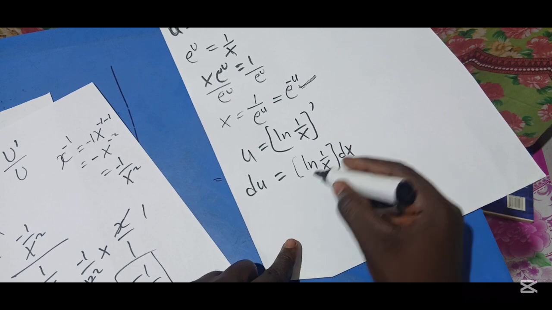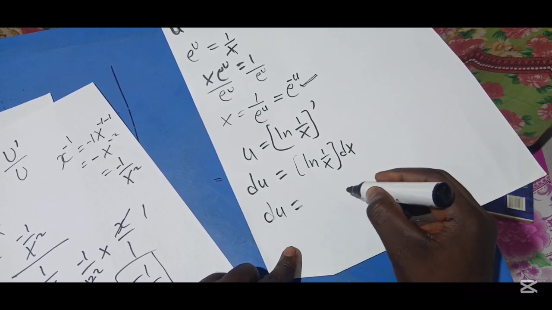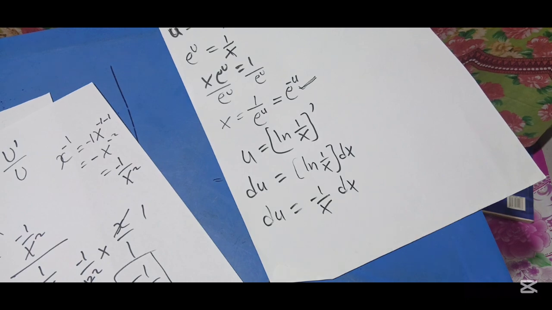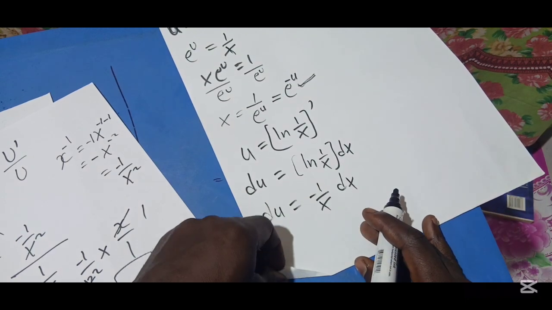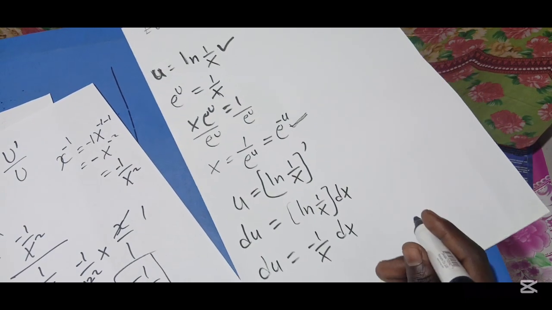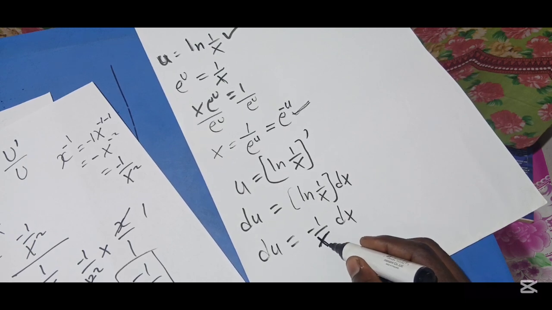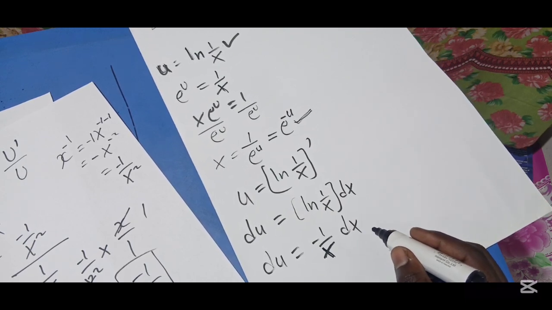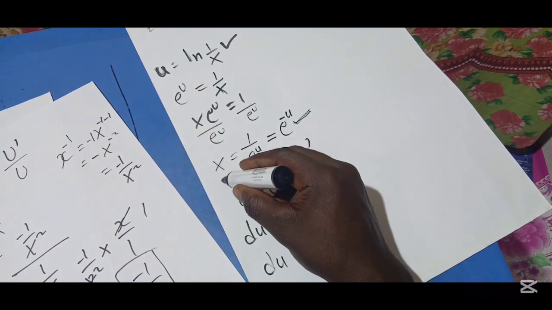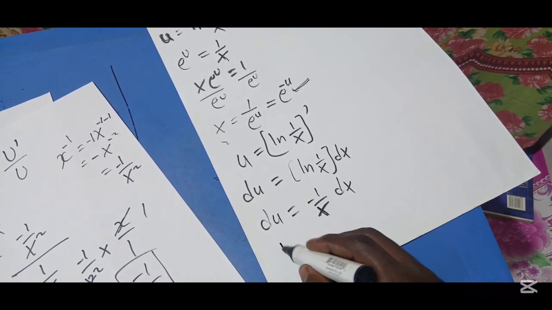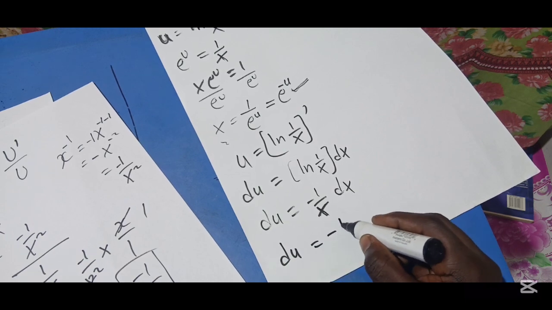Now that we know the differential of this, our du equals negative 1 on x dx. And like I said earlier, our substitution is going to involve only u's. So we need to replace this by its corresponding value. We have x here, that is why we already solved for the value of x. And we know that x equals e to the power negative u. So let's replace this by e to the power negative u.